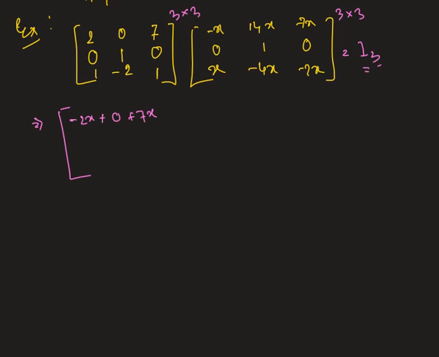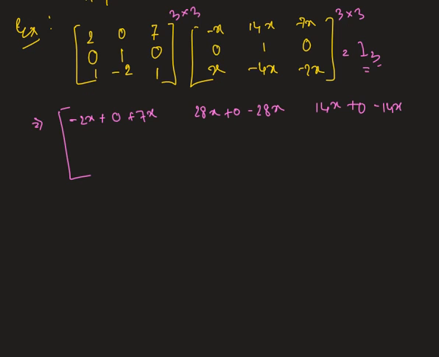Similarly, the next element of the first row is going to be the multiplication of the first row of the first matrix and the second column of the second matrix. So it is going to be 28x plus 0 minus 28x, and in the last element we have 14x plus 0 minus 14x.